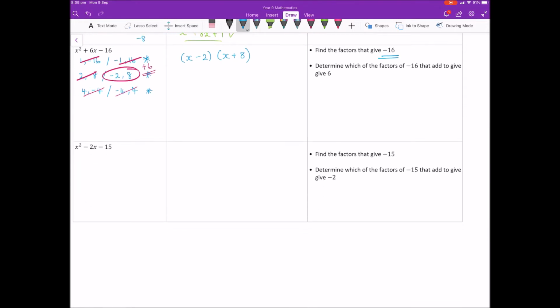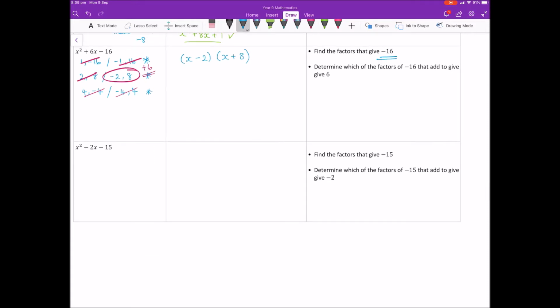And our final example has us trying to factorize the expression x squared minus 2x minus 15. Again, the first thing you want to do is identify which factors multiply to give us negative 15. So we've got negative 1 and positive 15, or we have negative 15 times 1, both of which, when multiplied together, give us negative 15. We have 3 and negative 5, or we have negative 5 and 3.